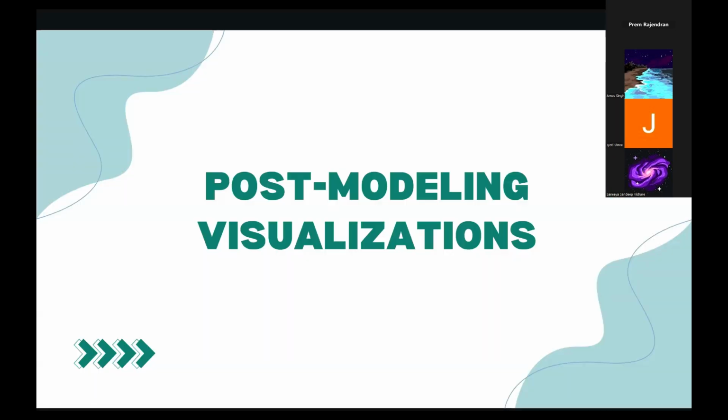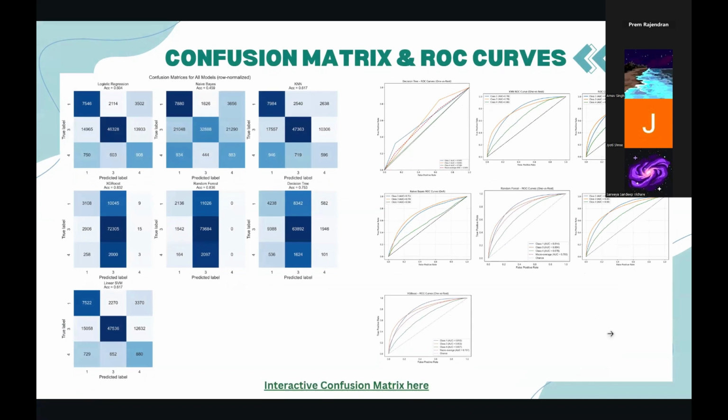Okay. Once the models were trained, we evaluated them using confusion matrices and ROC curves. The confusion matrices show that tree-based models like random forest and XGBoost classify the 4 diabetes categories much more accurately, while linear models and Naive Bayes struggle with minority classes. The ROC curves back this up. Random forest, XGBoost, and decision trees consistently achieve higher AUCs, meaning they separate the classes more reliably.